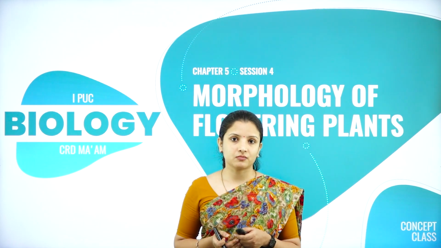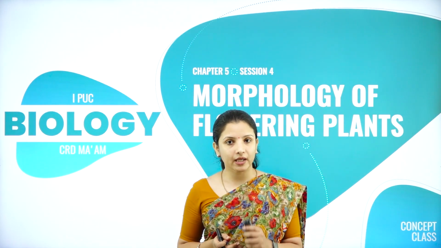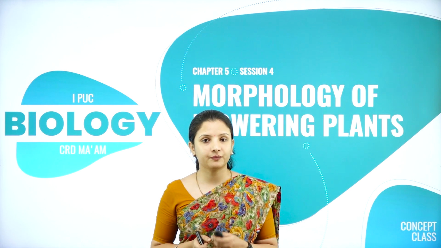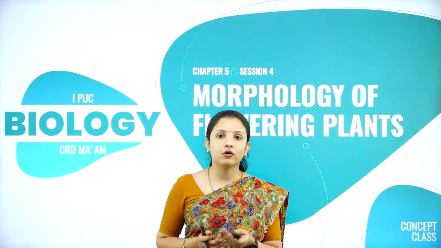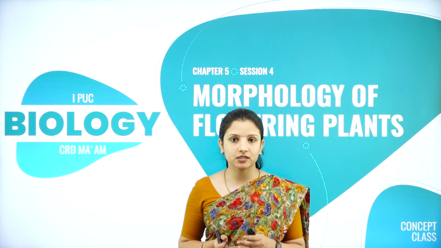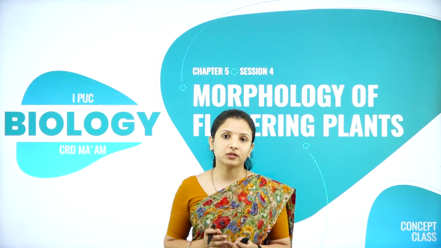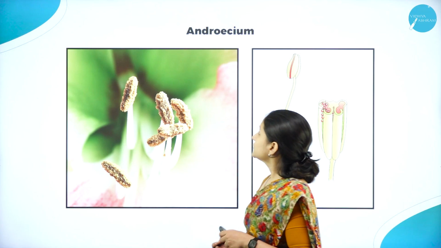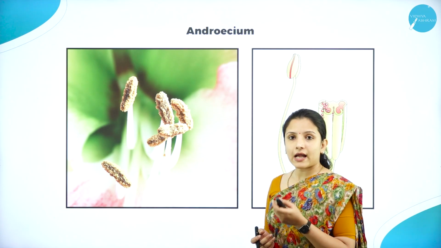and the androecium. The androecium, which is the male reproductive part, and the gynoecium, which is the female reproductive part. So before moving on to studying the arrangements of the androecium and the gynoecium, we need to know about their parts. So we shall start with that. First we'll study about the androecium.